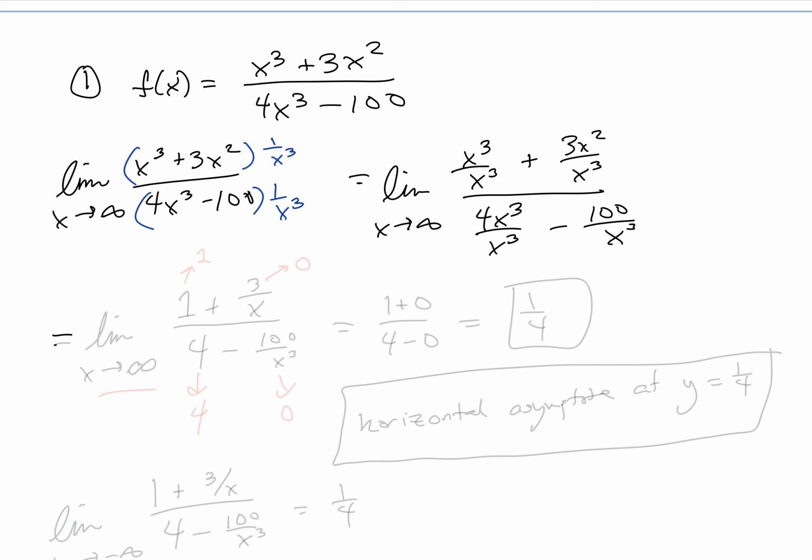So now let's simplify. That's the limit as x goes to infinity of x cubed over x cubed, which is just 1. 3x squared over x cubed is 3 over x. 4x cubed over x cubed is just 4. Minus 100 over x cubed is still just 100 over x cubed. And now let's think about what happens to each of those terms as x goes to infinity. So as x gets infinitely large, 1 just stays as 1. 3 over x, 3 over an infinitely large number, is going towards 0.